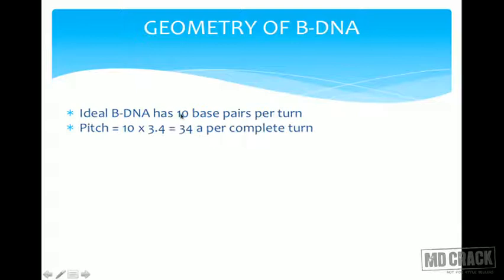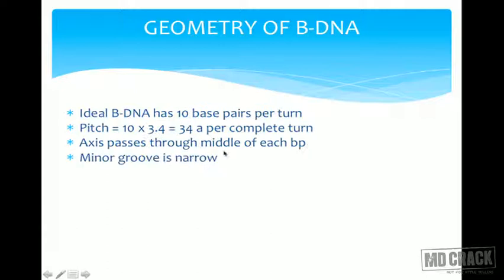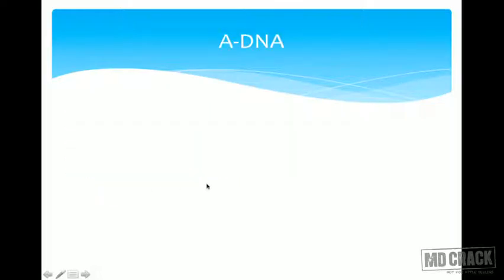If you look at the geometry of B-DNA, ideal B-DNA has 10 base pairs per turn. The pitch is 10 into 3.4, 34 Angstroms per complete turn. The axis passes through the middle of each base pair. The minor groove is narrow, the major groove is wide, and that is a simple characteristic of B-DNA, the most common DNA.